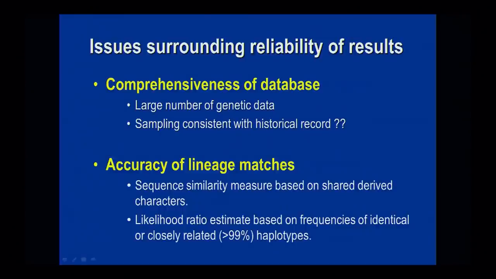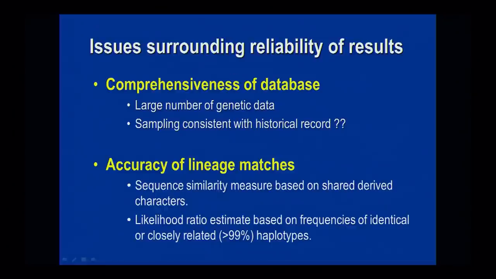Issues surrounding reliability of results. When we talk about these lineage-based tests, it's a function of how comprehensive your database is, right? So, a large amount of genetic data. The sampling has to be consistent with the historical record. So we have a database called the African Lineage Database, where we worked with archaeologists, anthropologists, and historians to ask what present-day populations are going to be important to sample for ancestry for African Americans?